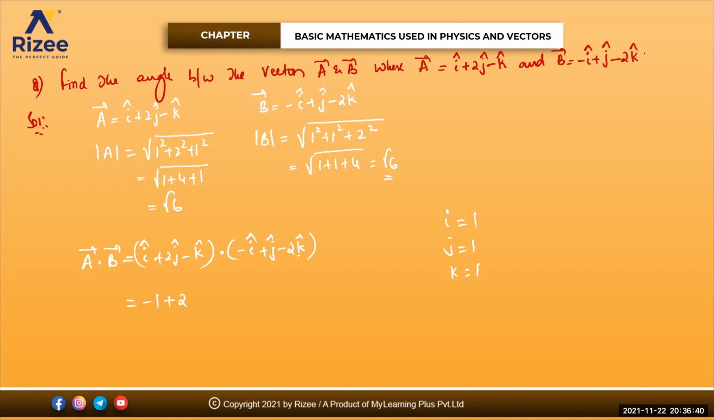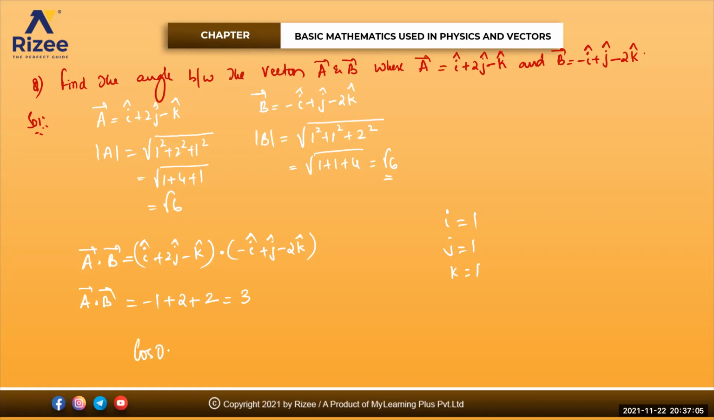Minus 1 into minus 2. Minus into minus will become plus. So this will become 2. Minus 1 plus 2 plus 2. How much will it be? Anyone? 3. Yeah. So we got A bar dot B bar is equal to how much for me? 3. Now we need the angle.